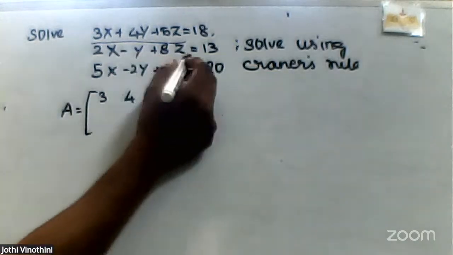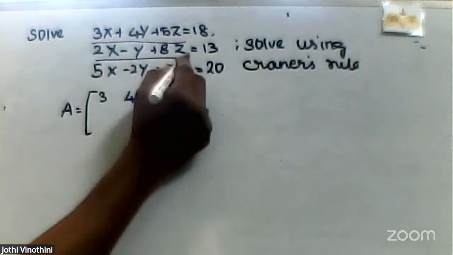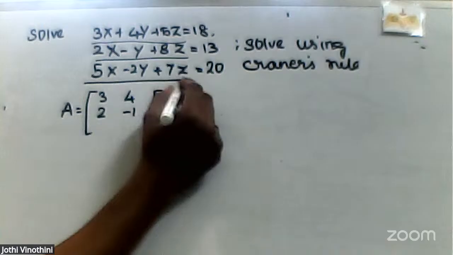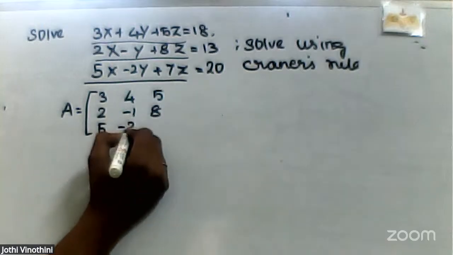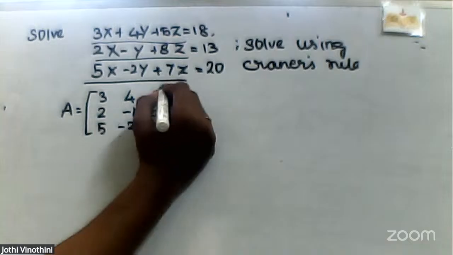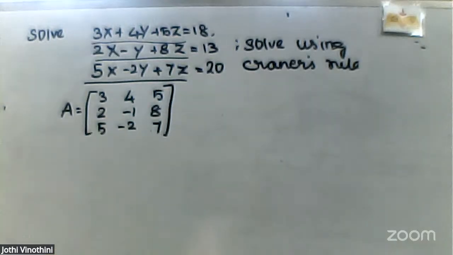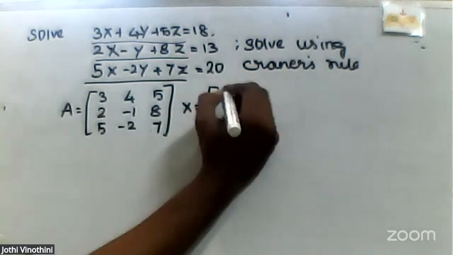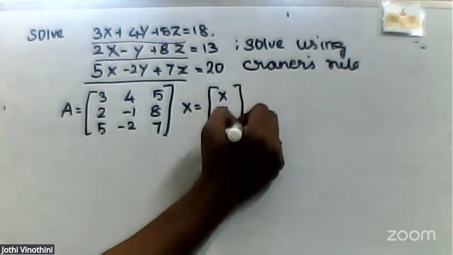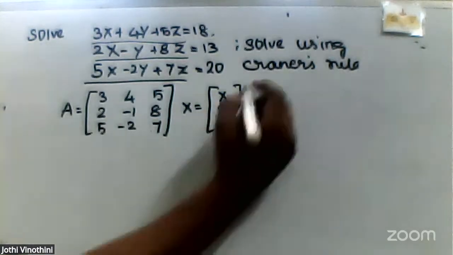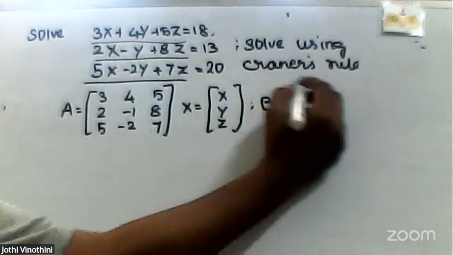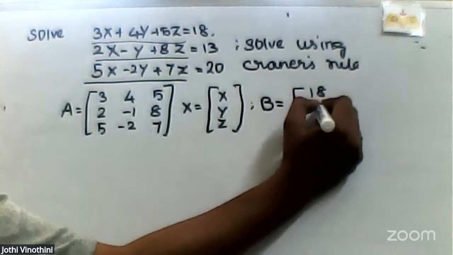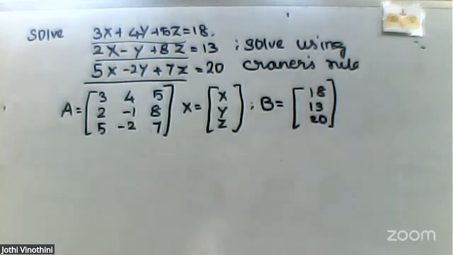Similarly, for row 2, I am going to take equation 2, so it will be 2, minus 1, 8. For row 3, we are going to take 5, minus 2 and 7. So this is matrix A. Matrix X is simply the variables X, Y and Z. And matrix B is what we have on the right hand side: 18, 13 and 20.